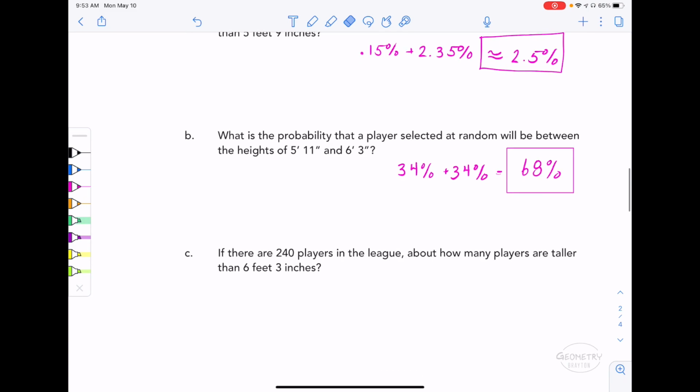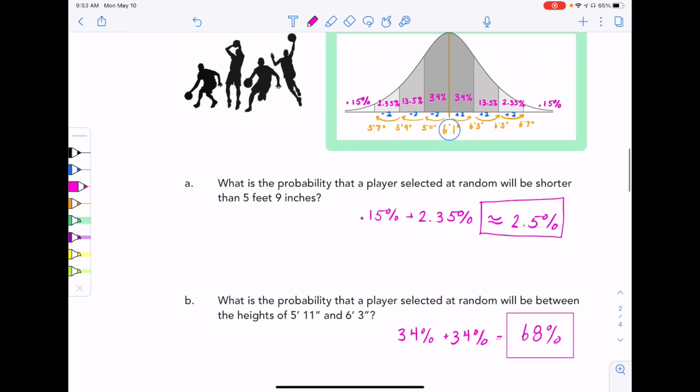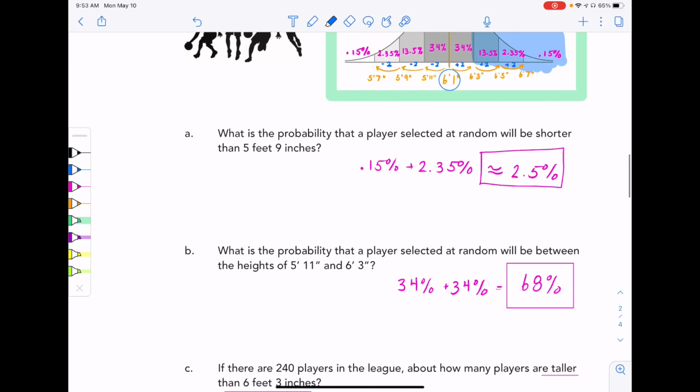And for part C, it says, if there are 240 players in the league, about how many players are taller than 6'3"? Okay, so this one's a little bit more difficult because first we need to figure out what is the percentage of players that are taller than 6'3". If we come up to our chart, 6'3" falls here and we want anything taller than that. So let's add those percentages together.